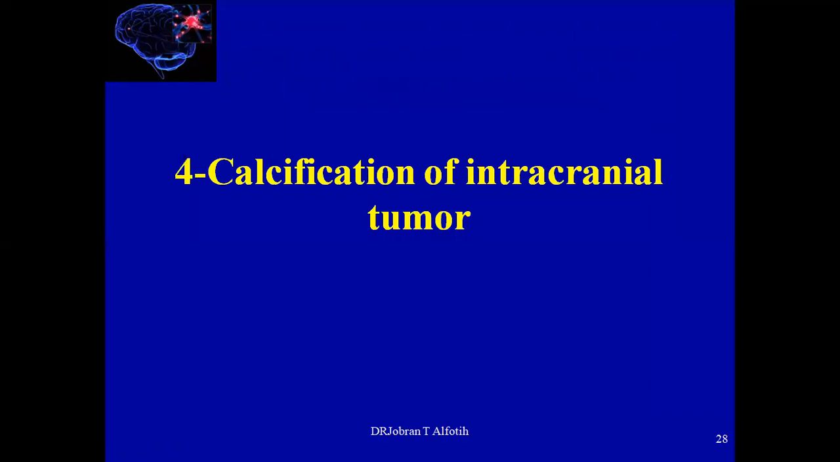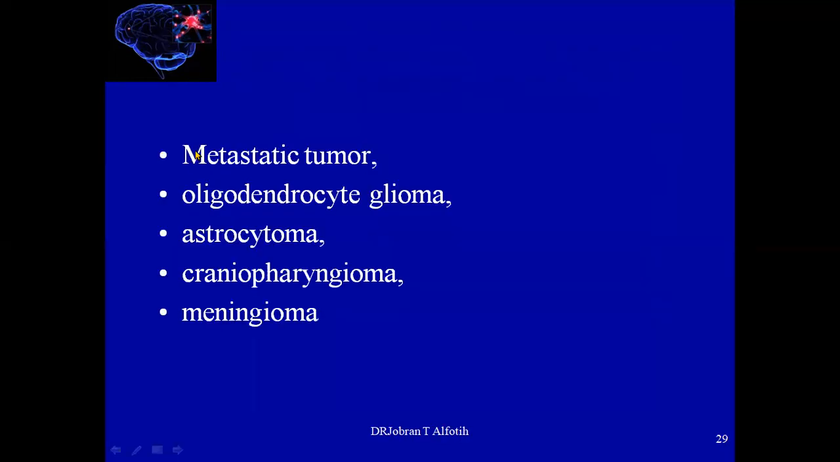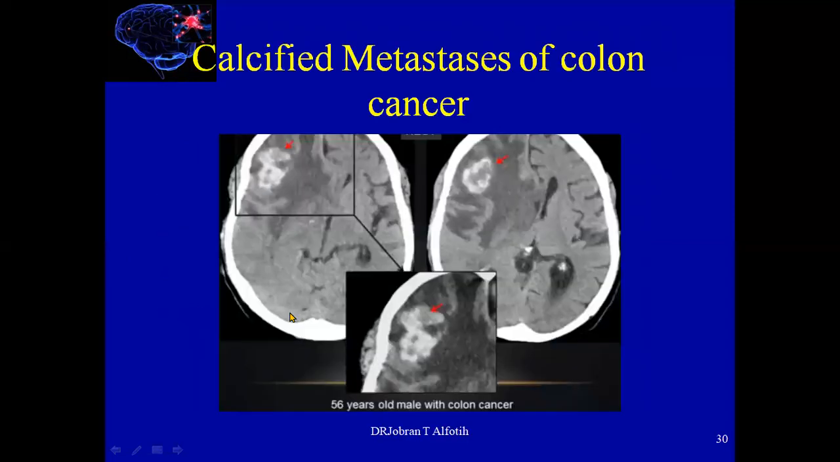Number four, the reason for calcification is tumors of the central nervous system. We have firstly the metastatic tumor, oligodendroglioma, astrocytoma, craniopharyngioma, and meningioma. As we see here, firstly, we have the metastasis of a patient who has colon cancer. This is a calcified tumor with finger-like edema.